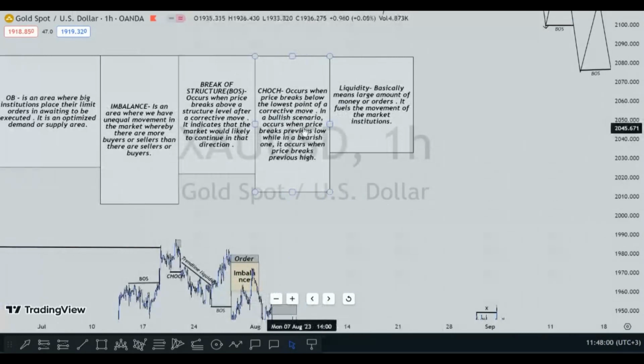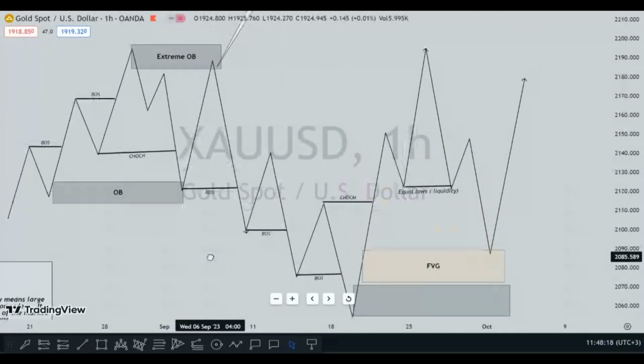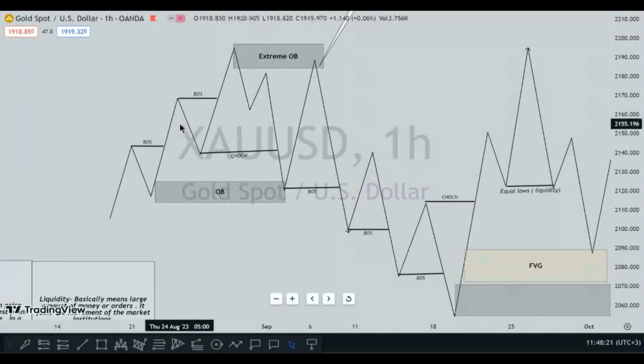Change of character occurs when price breaks below the lowest point of a corrective move. In a bullish scenario, it occurs when price breaks the previous low, while in a bearish scenario, it occurs when price breaks the previous high. Let me show you here. Now, we were on an uptrend, and then this one was a higher low, higher low.